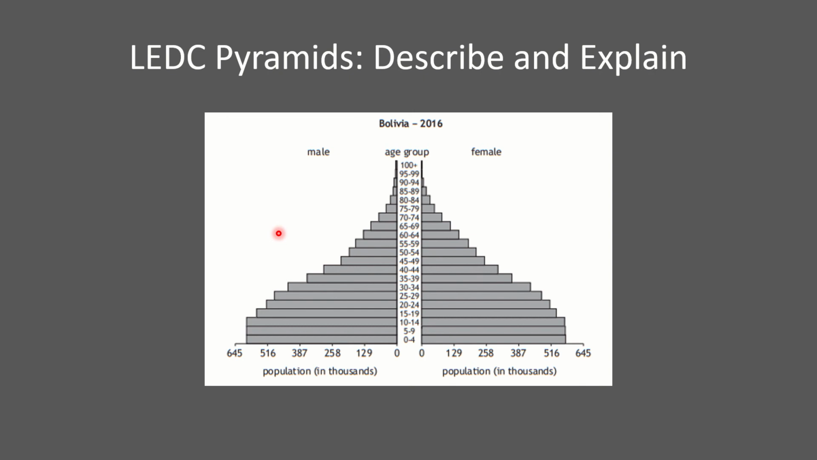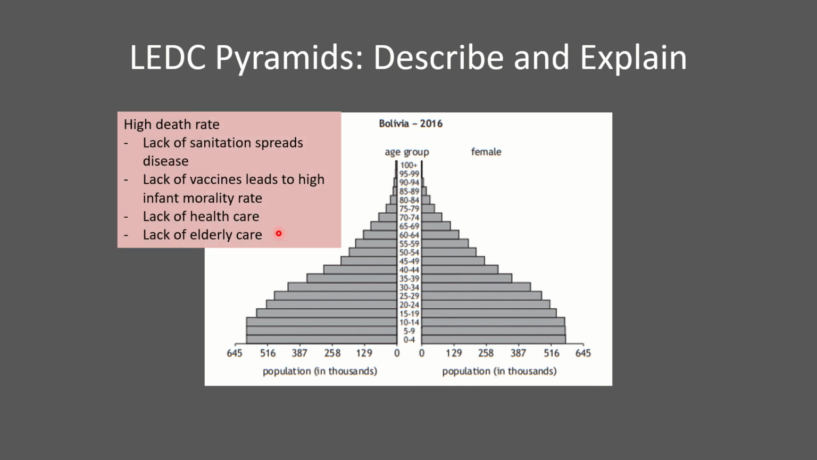So back to population pyramids. One of the things you'll be asked to do with these is to describe and explain them. Now, I've already shown you how to describe them, and in a previous lesson we've already dealt with the explanations, so this should really feel quite familiar to you. You know that you can say that there's a high birth rate here and there is a high death rate because the graph fades off quite rapidly. And there's a high death rate because there's a lack of sanitation.